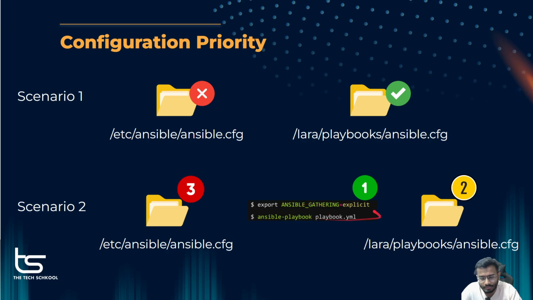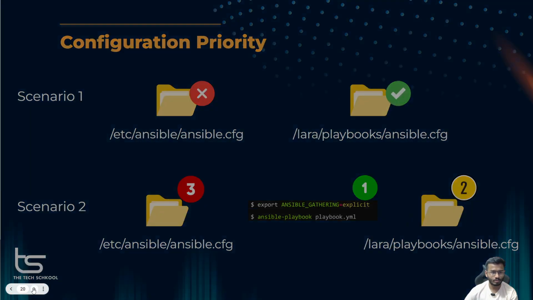Secondly, if we haven't mentioned it there, then it will take the value from the configuration file present in the directory from where the playbooks are being run. That will take the second priority. Else it will fall back to the default location, that is the default standard template of the configuration file that comes with Ansible. Hope this is clear. Let's move on.